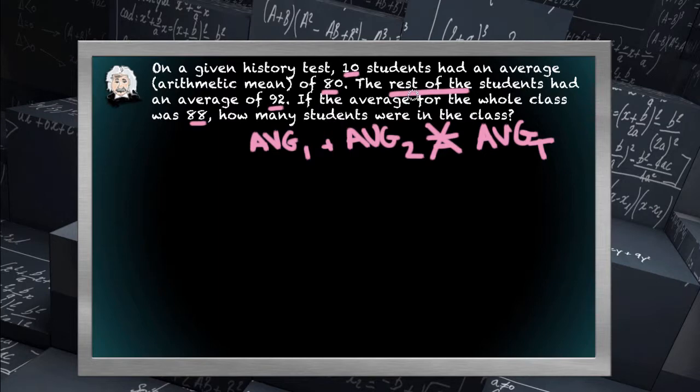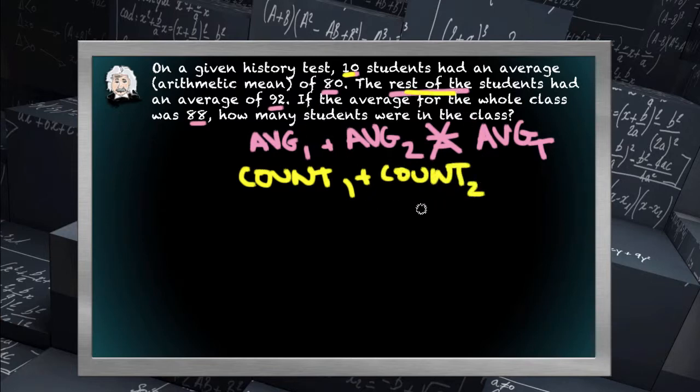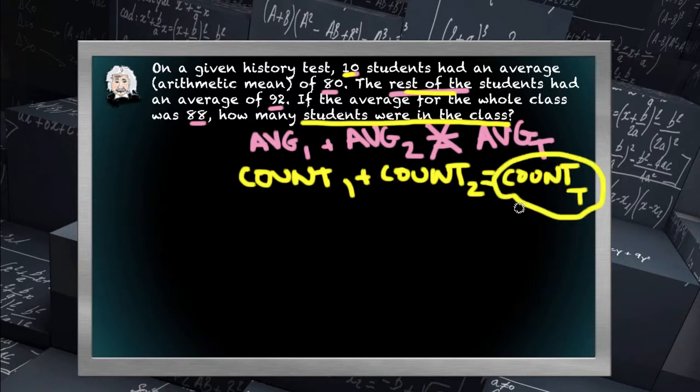You can, however, add the number of students. So the count of students in group 1, which is 10, plus the count of students in group 2, which we unfortunately don't know, it was the rest of, equals the count total. Let's call that count T. In fact, that is what the question is asking for. How many students were there in the entire class, which is our count total? That's what the question wants an answer to.